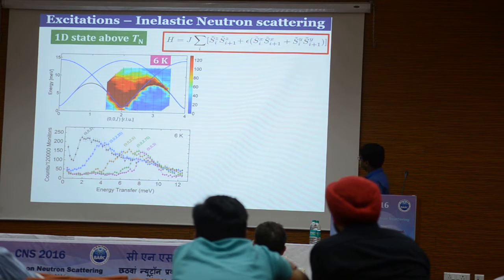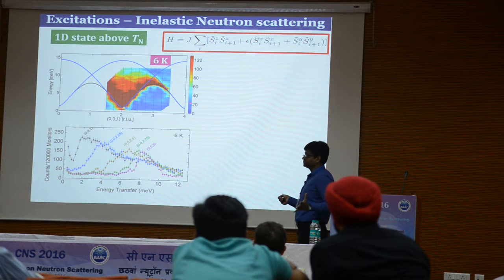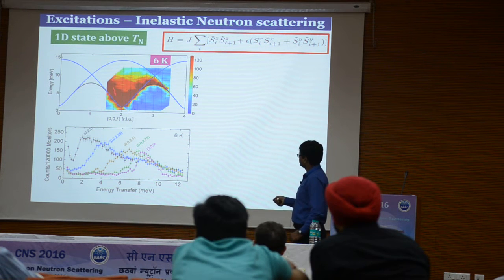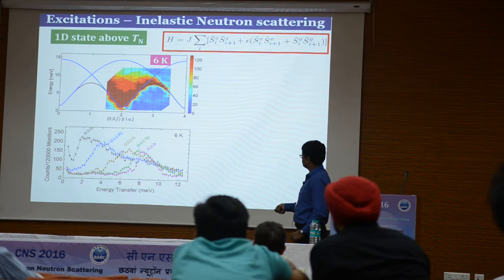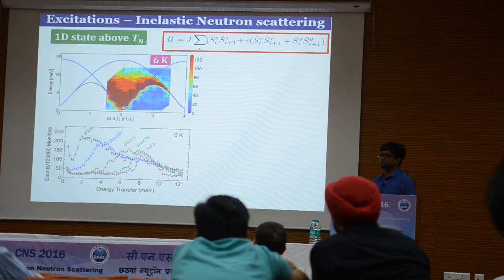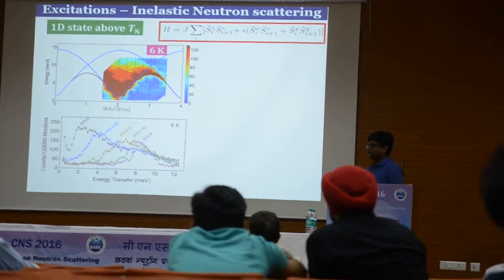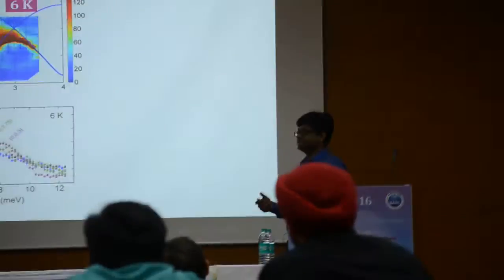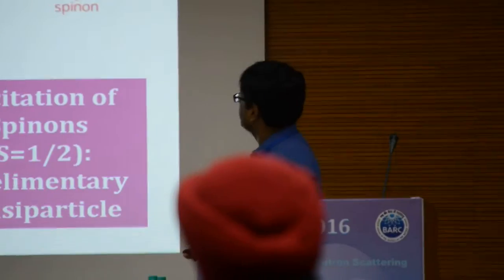Now here we see the excitations are very diffuse. They are a continuum. So if I take a cut here, we say that it's broad over a wide energy range. And this kind of excitation is normally not expected for a magnetic excitation like a magnon. There we get a sharp excitation. So something else is going on here.